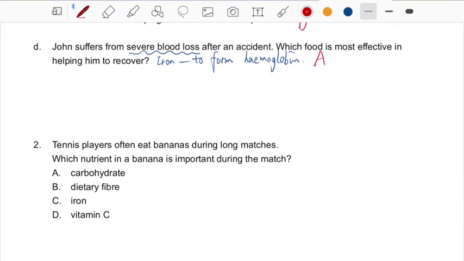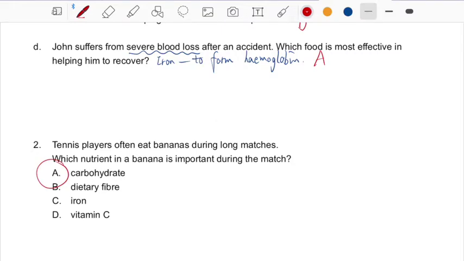Tennis players often eat bananas during long matches. Which nutrient in a banana is important during the match? So we should look for answers that can directly release energy. Among these 4, the answer is quite straightforward.